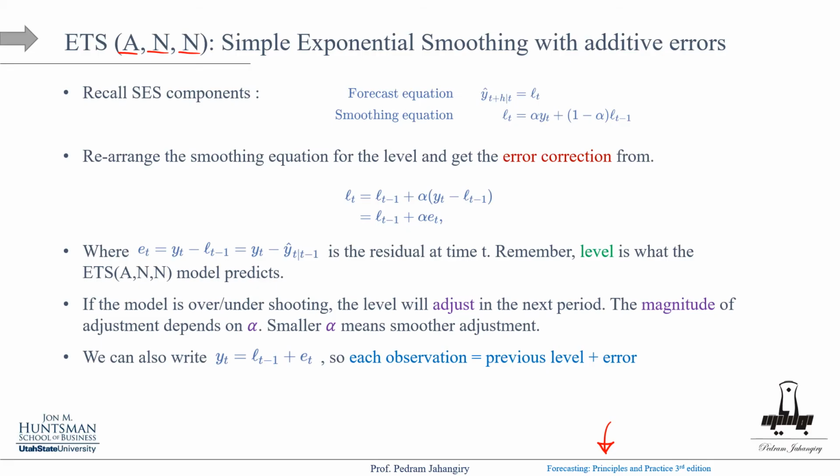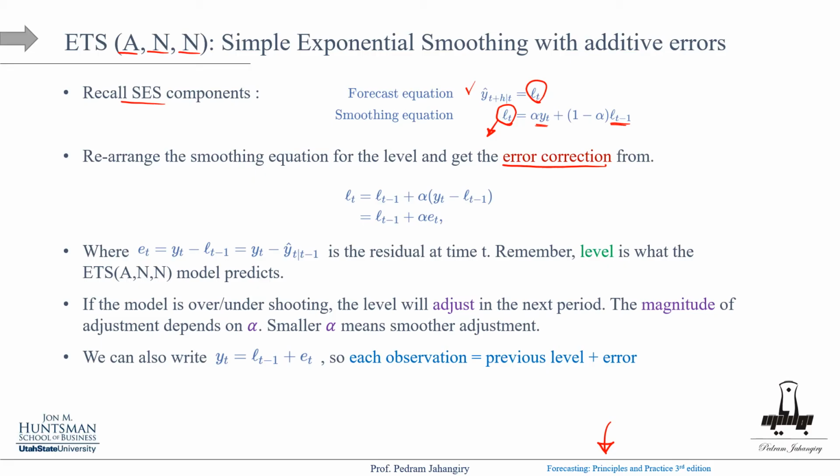Okay, so remember we started from SES components. We said there's a forecasting equation, y hat t plus h is equal to a level, and then there was a smoothing equation for the level itself, a weighted average of y_t and the previous level, right? We can rearrange this smoothing equation, this L_t, to come up with something called error correction form. We showed it before, right? So the error correction form is L_t is equal to, what do we have?